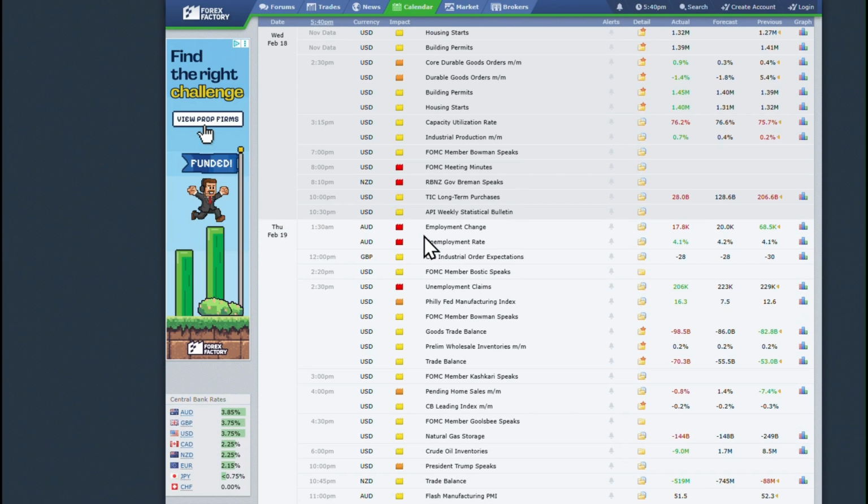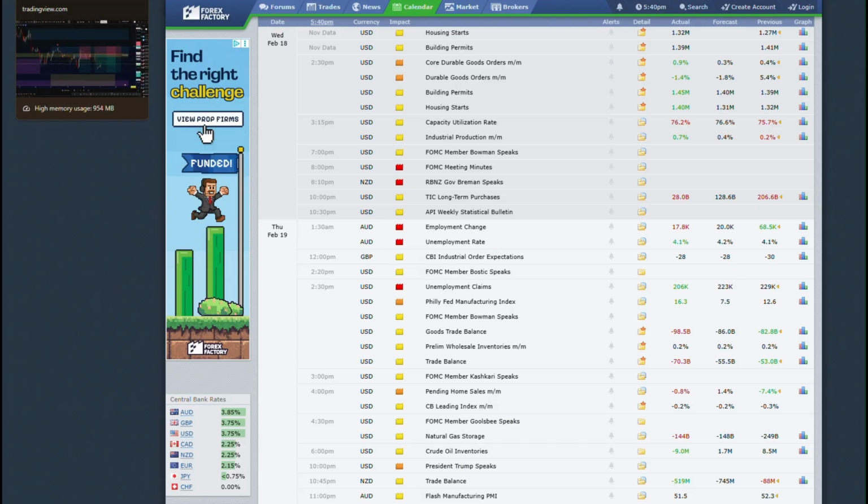You can see on Thursday we get the jobs data on Aussie. A little bit of a mixed report because we have a bad number on employment change, but a lower unemployment rate, which is pretty good for currency. So a little bit of a mixed report there. This was, I think, on Thursday, 1:30 a.m. So yeah, in the night, I was sleeping.